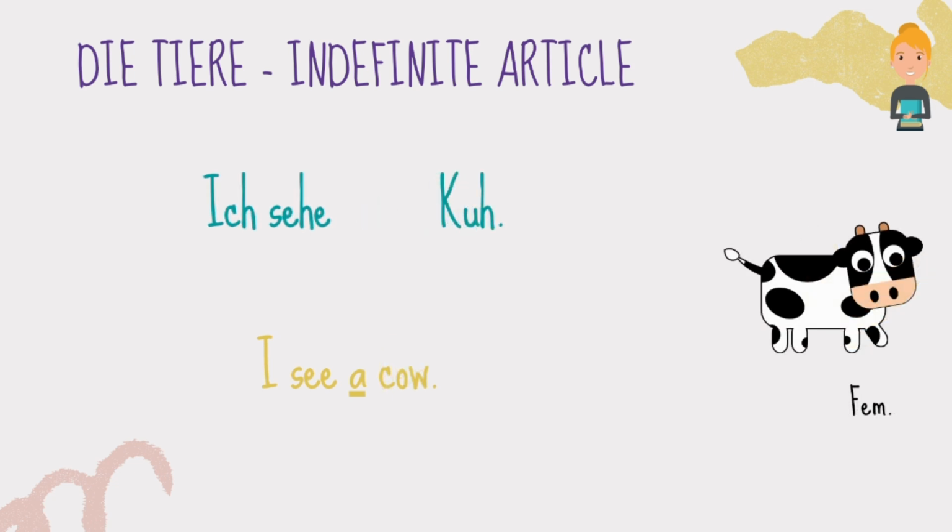Next we have the noun Kuh, a neuter noun. What indefinite article do we use here? Pause the lesson and take a moment to consider.